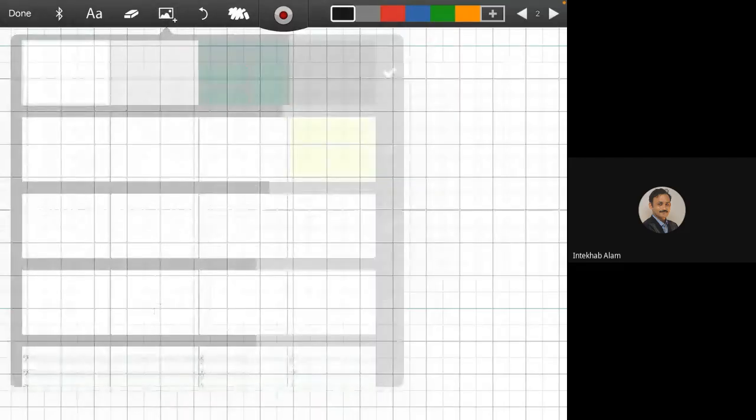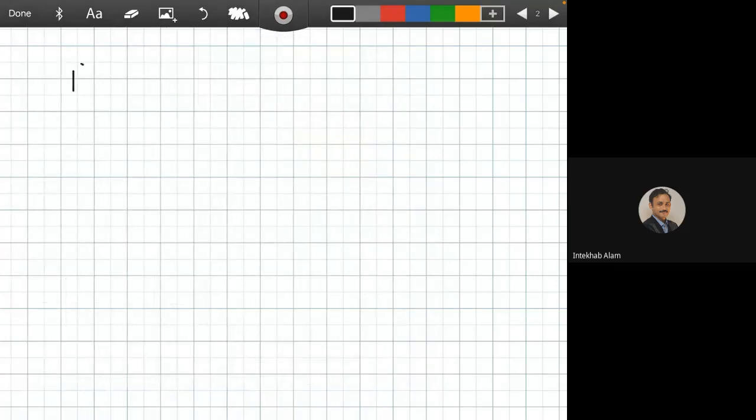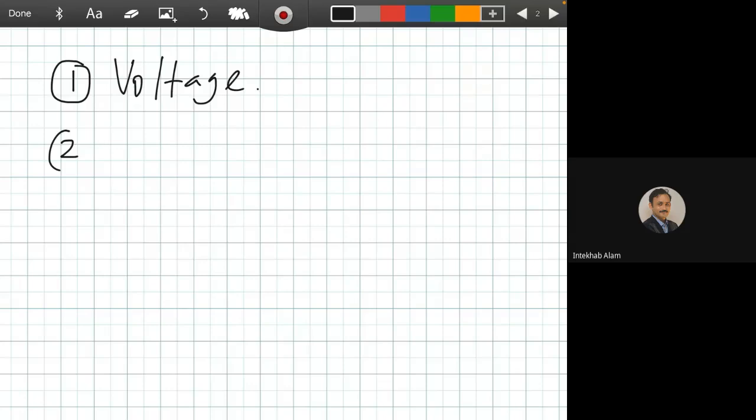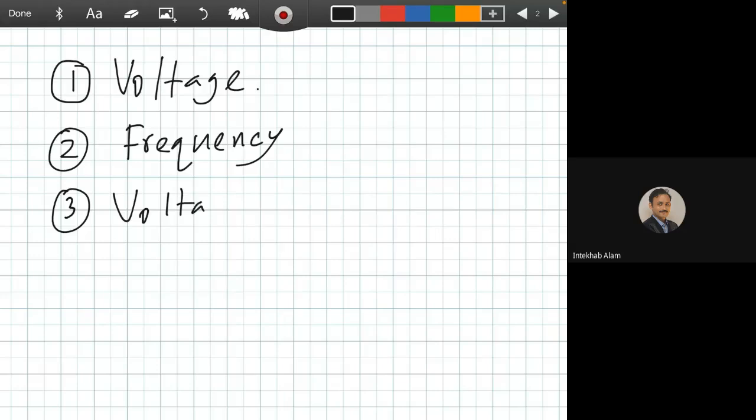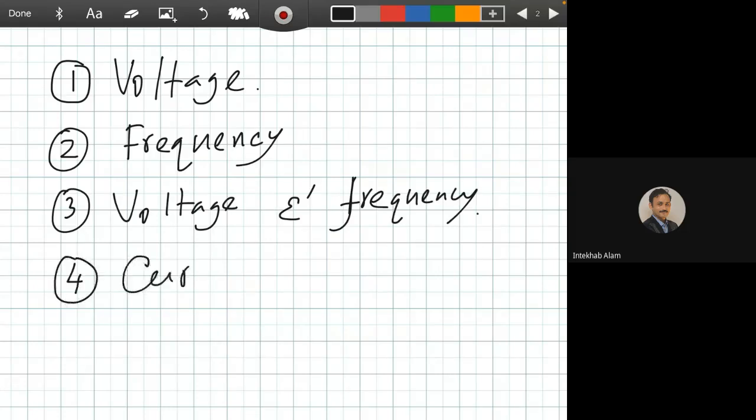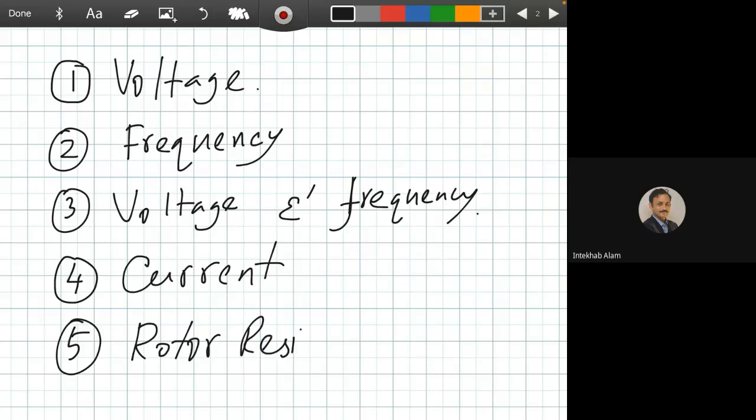This control can be categorized using the following points: voltage control, then frequency control, then voltage and frequency simultaneously, current control, and the last one is the rotor resistance control. And this is only applicable for wound rotor motor.